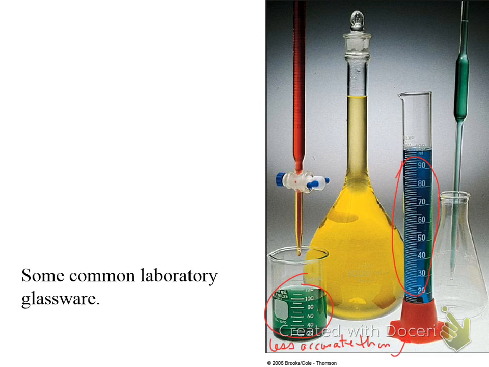But do you guys remember that this thing that has the yellow liquid in it, that's called a volumetric flask? That actually has one nice little line up there, a calibration line. So that's even more accurate than your graduated cylinder.